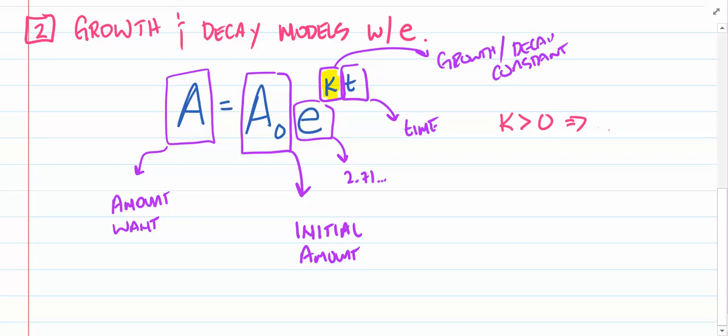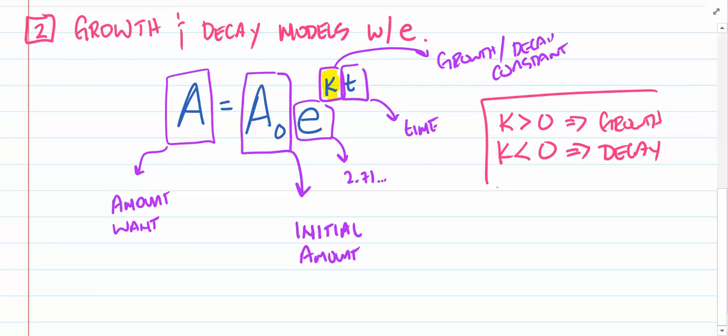Take a guess. Growth. Very good. If k is less than 0, it implies what? Take a guess. Decay. Very good. Okay, so that's how you know which one you're dealing with based off of the model.